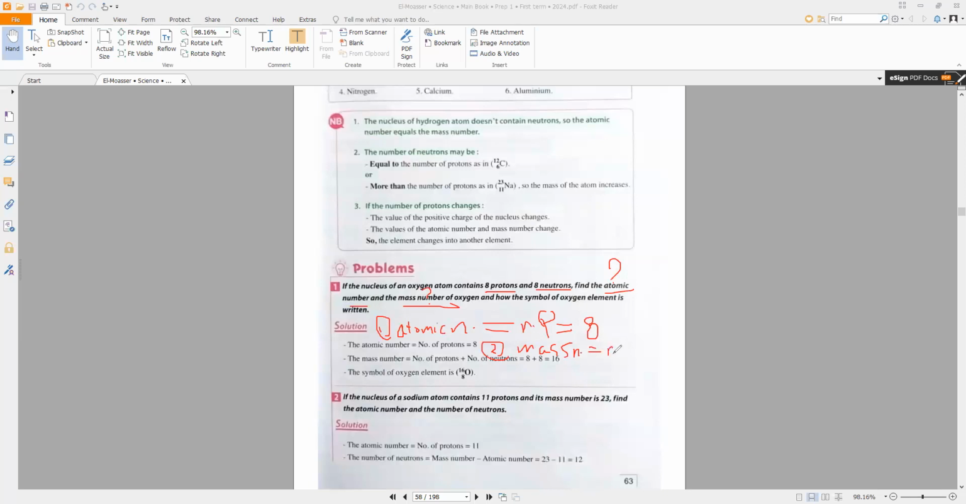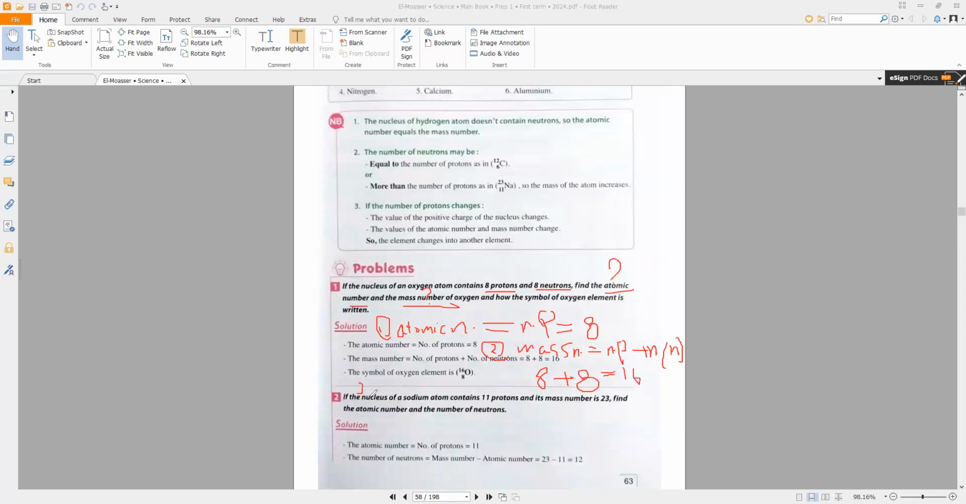Mass number equals the number of protons plus the number of neutrons. Why? Because the mass number equals the sum of protons and neutrons. So the mass number equals 8 plus 8. The number of protons is 8, the number of neutrons is 8, which equals 16. So the mass number is 16.